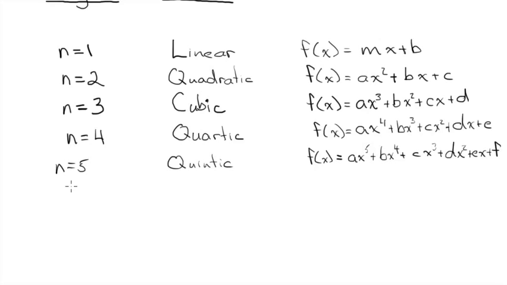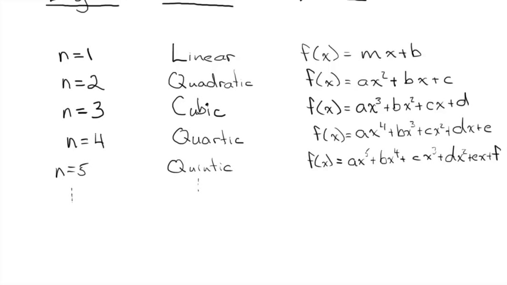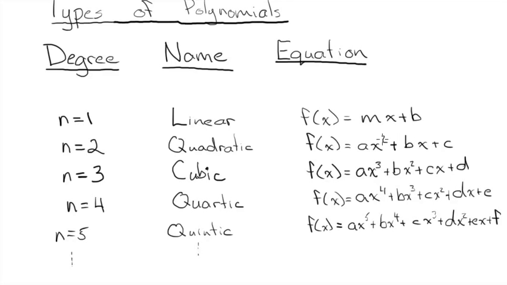And you could keep going, right? You could do a 6-degree polynomial. Don't worry about the names for a 6-degree polynomial. Just after quintic, it's probably sufficient to just say a polynomial of degree 6. I mean, it's not necessary to memorize names of polynomials of higher degree.